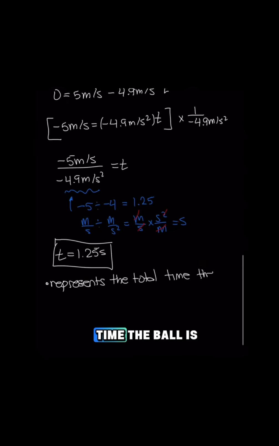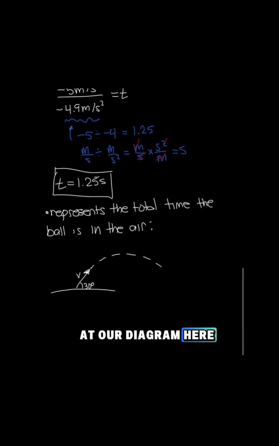So this represents the total time the ball is in the air. So if we look at our diagram here, the time from the initial to the final point is the time we just found.